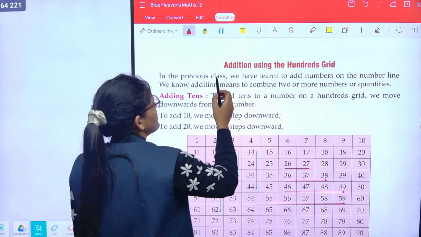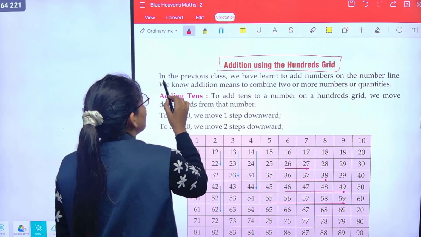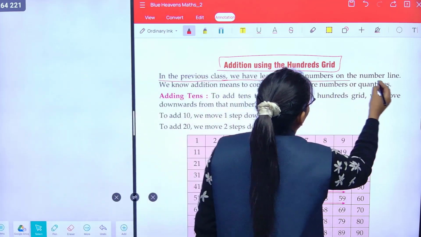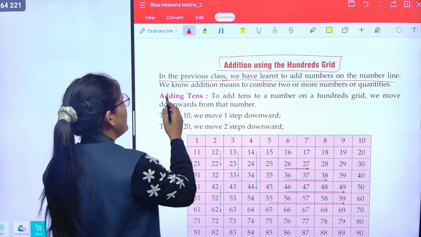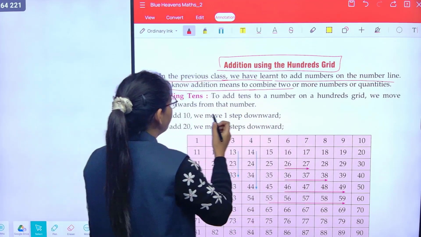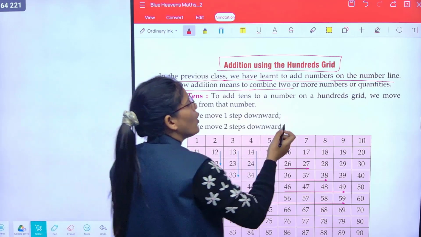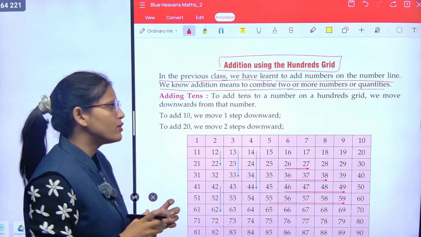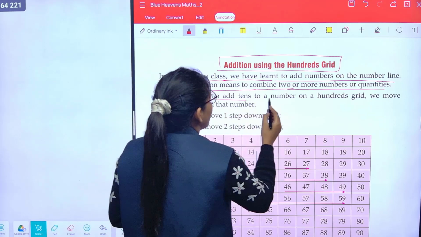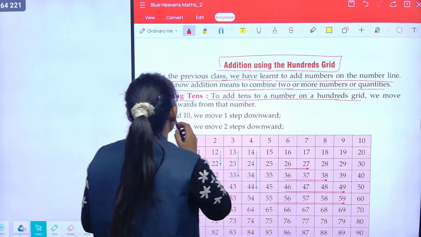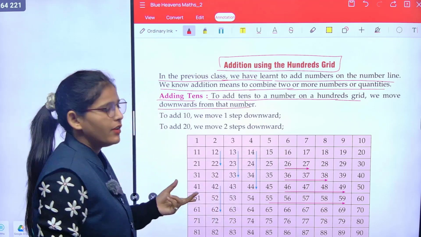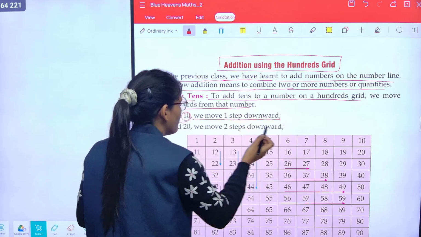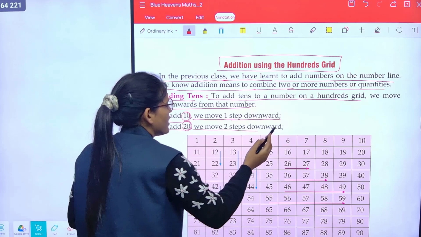Now, addition using the 100 grids. In the previous class, we learned to add numbers on the number line. Addition means to combine two or more numbers or quantities. हमें एडिशन में नंबर्स और क्वांटिटीज को कंबाइन करना होता है. Now, adding tens. To add tens to a number on a 100 grid, we move downwards from that number. To add 10, we move one step downward. To add 20, we move two steps downwards.